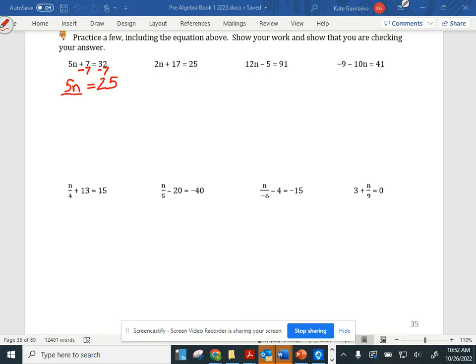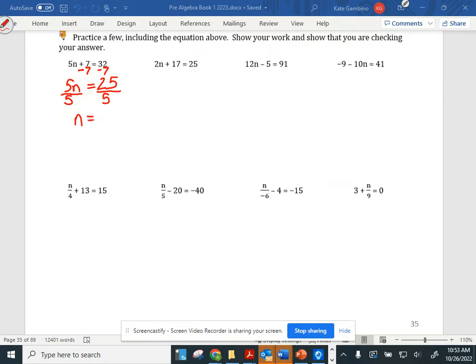Divide 5 by 5 on both sides. Whatever you do to one side of the equal sign, you do to the other side. 5 divided by 5 is 1 times n. Do I have to put the 1 if I'm multiplying it? No, because it's going to be the same number. So I'm just going to call it n instead of 1n.